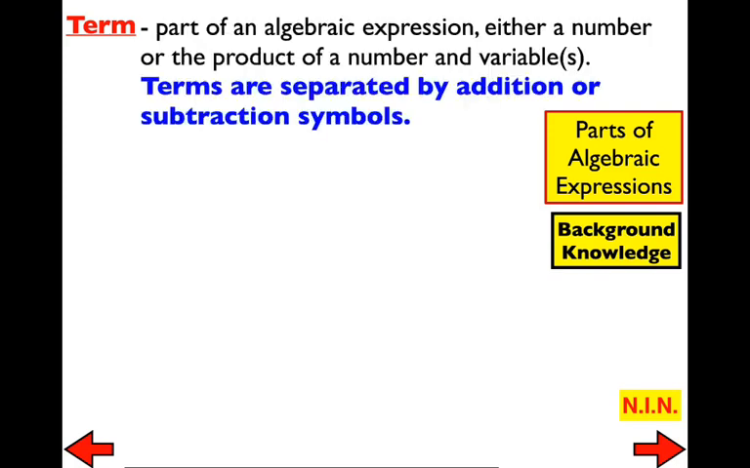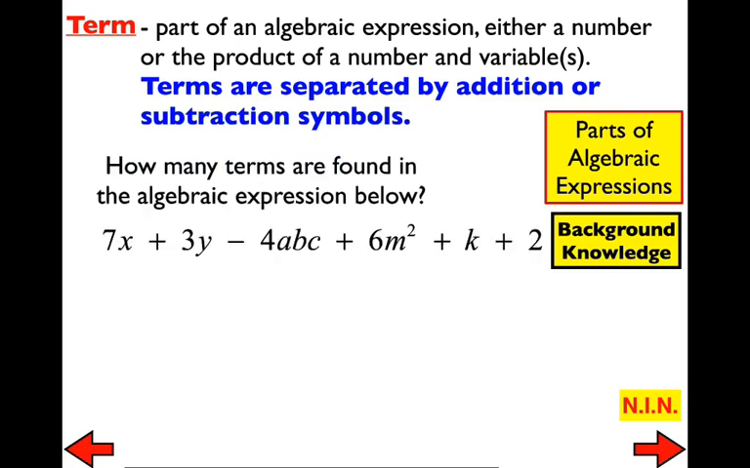All right, so something now from 7th grade, parts of algebraic expressions. And this is just so if I throw out these terms in specific problems, you know what I'm talking about. So a term in an algebraic expression is part of an algebraic expression, either a number or the product of a number and variables, and terms are separated by addition or subtraction symbols. That's key right there.